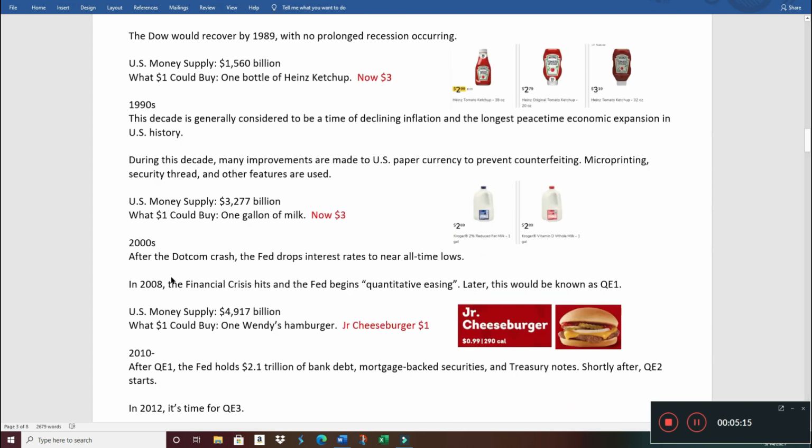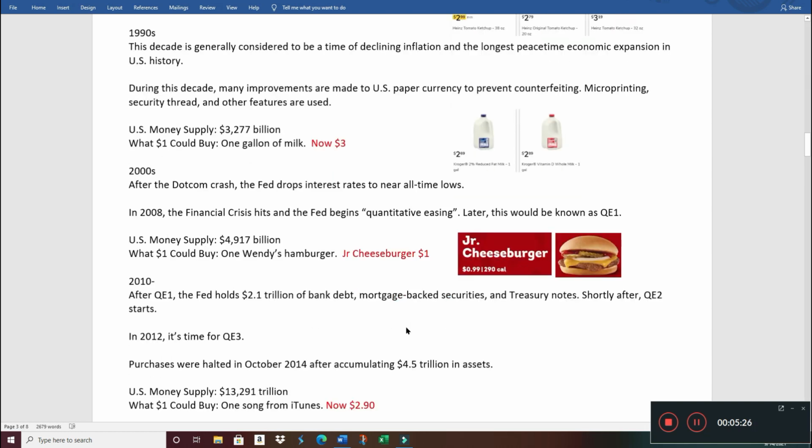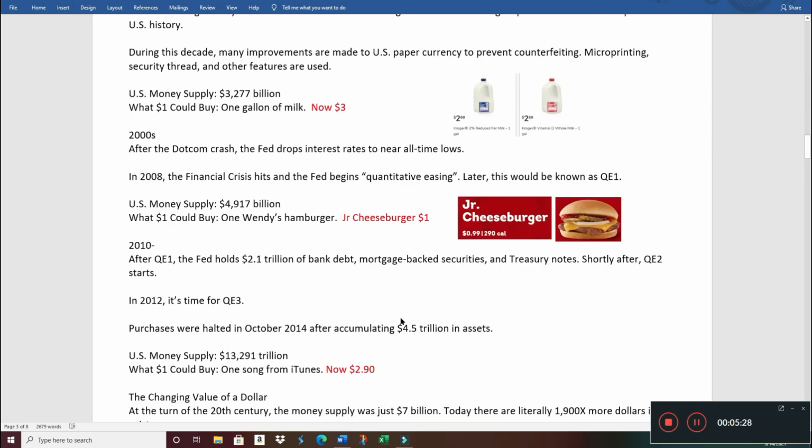Now it's $3 roughly. 2000s, the money supply went to $5 billion. So a Wendy's hamburger was $1, and I could find a junior cheeseburger for $1. God knows what's in those things these days, but it looks like they've held that together.